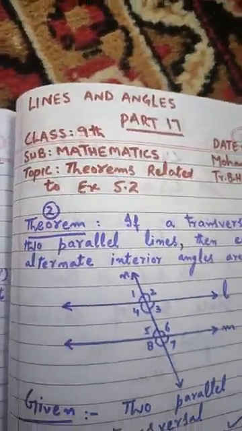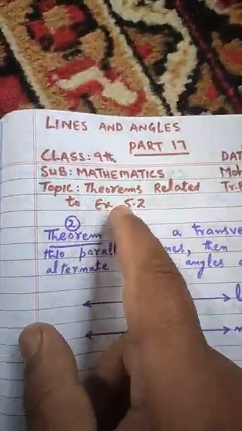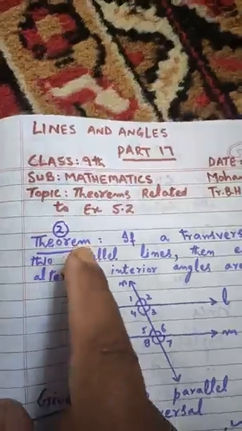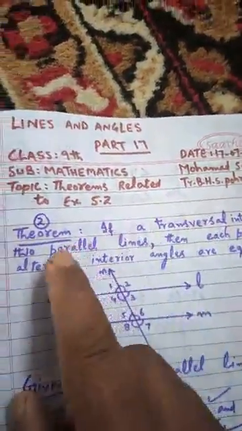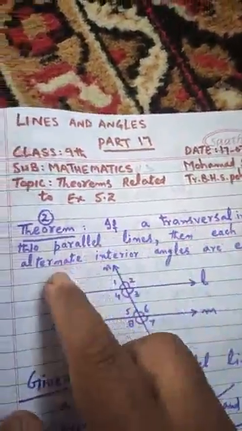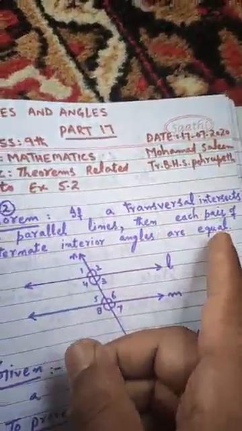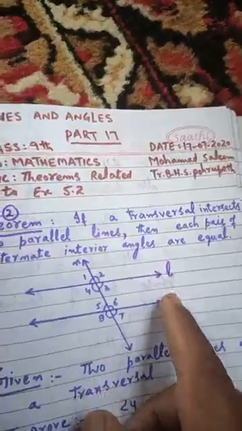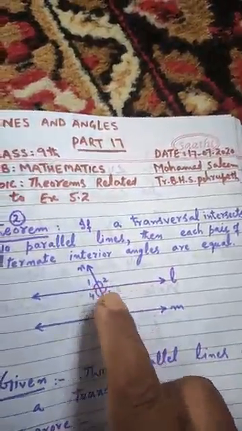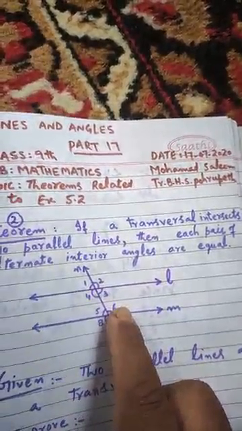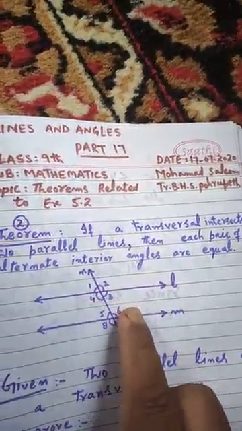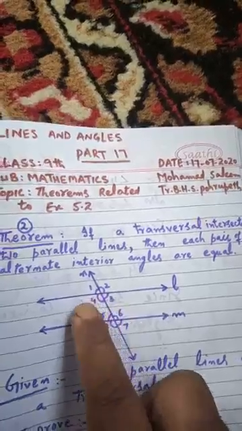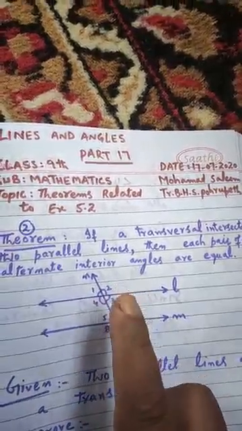And our second theorem, which we need in exercise 5.2, is if a transversal intersects two parallel lines, then each pair of alternate interior angles are equal. If we have two parallel lines, then the alternate interior angles formed are equal to each other. That means each pair, angle 4 is equal to angle 6 and angle 3 is equal to angle 5.